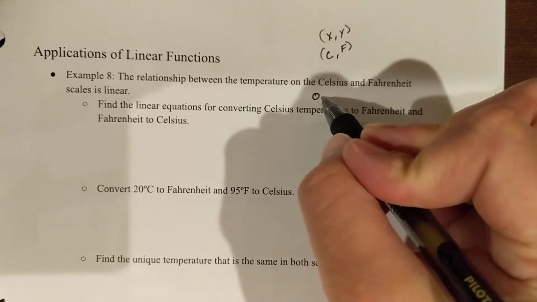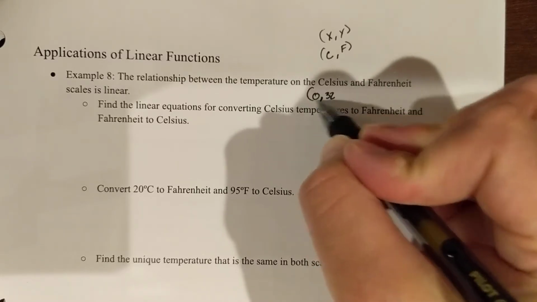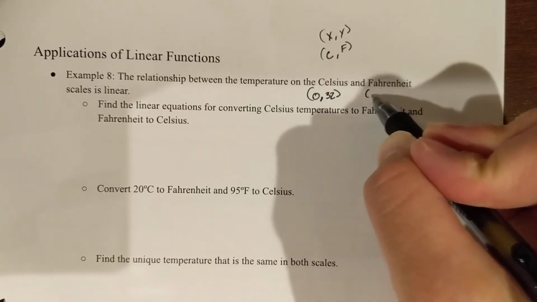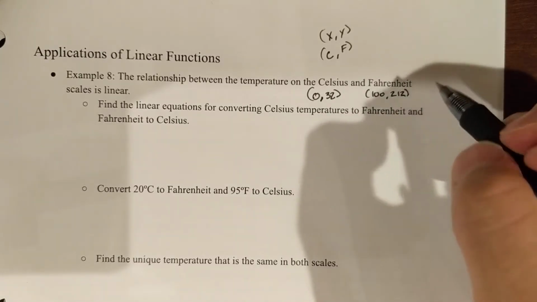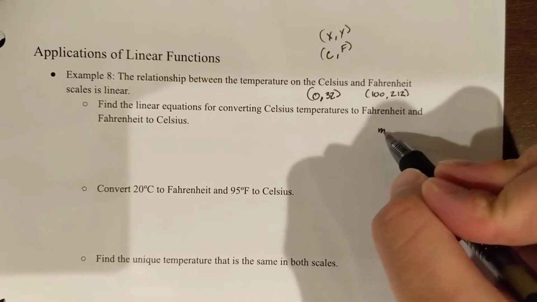So at 0 degrees Celsius, it's 32 Fahrenheit. They're equivalent there. Also, 100 Celsius is 212 degrees Fahrenheit. That's the boiling point of water. So the first thing we're going to work out is the slope between those two points.